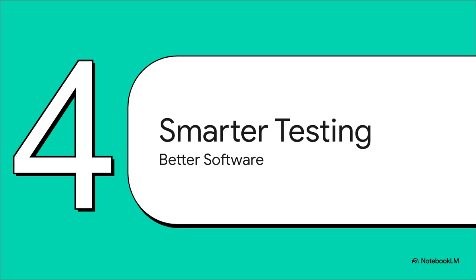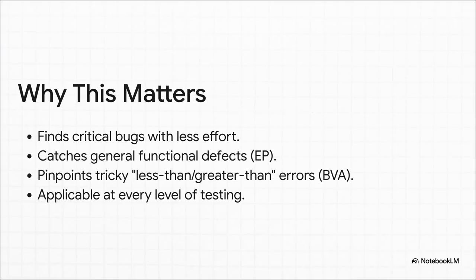Let's just wrap up with why this matters so much. You know, at the end of the day, this isn't just about saving time for testers. It's about building more reliable, more trustworthy software for all of us. EP is great for catching those general functional bugs, and BVA acts like a sniper, pinpointing those really tricky boundary errors. Best of all, this way of thinking applies everywhere, from one tiny piece of code to the entire system working together.